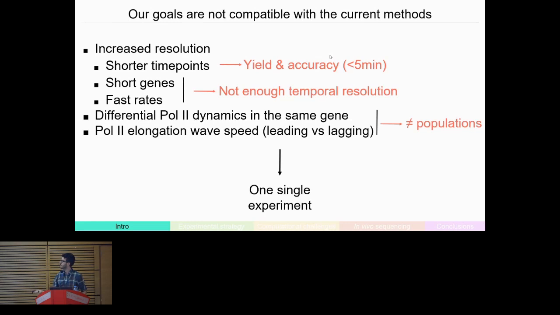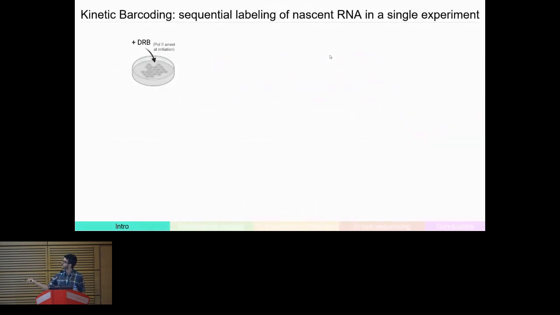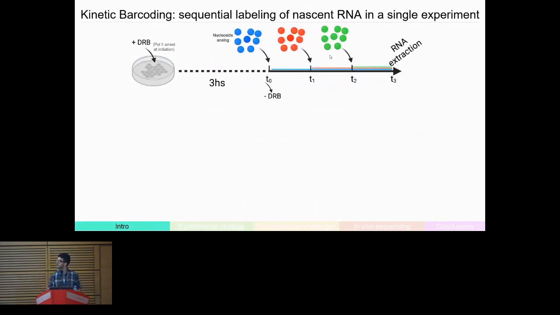This is why we designed one single experiment to measure transcription elongation rates. And this is how it works. You have your cells in DRB, so pol2 is arrested at initiation. You treat them for 3 hours, just a normal treatment. And then you take out the DRB and you put in a nucleotide analog, just like 4SU, the one I was mentioning before. This is not 4SU, by the way, which is here in blue. Sometime after that, you put a second nucleotide analog in red. Sometime after that, a third nucleotide analog in green.